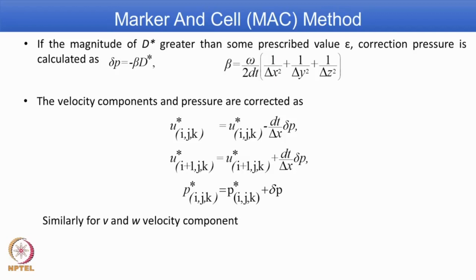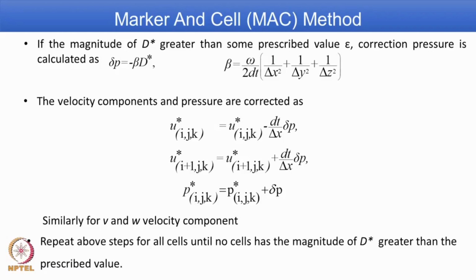One can repeat this procedure for the other 2 components, v as well as w. Now, repeat this step for all the cells in the computational domain until no cell has a magnitude greater than the d star that you have specified. So, this procedure is what is known as the marker and cell method, and this is again a popular method.